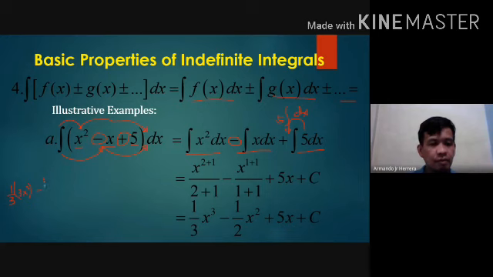Minus 1/2. Anong derivative ni x squared? That's 2x. Ang derivative ni 5x plus 5. Anong derivative ni c? 0. So this is x squared because 3 divided by 3 is 1, 2 divided by 2 is 1, plus 5.